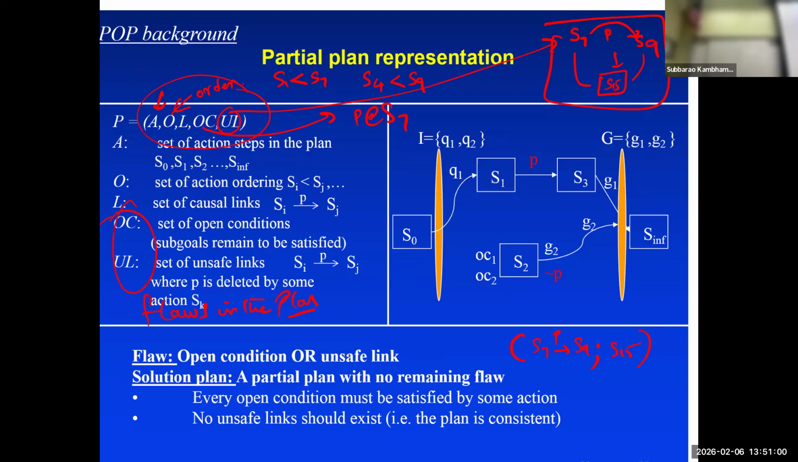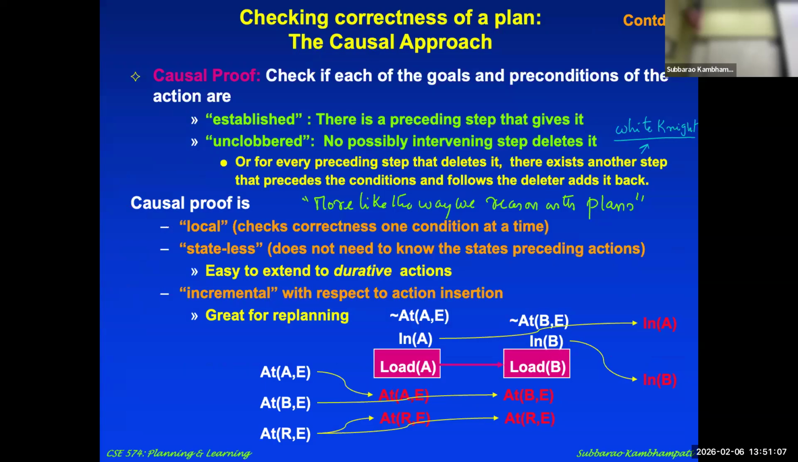And you can think of effect, initial state, to be the effects of S0. So for this particular problem, the initial state gave you at A, at B, and at R. Those are the things it gave. This step. And then the final step, whatever you want to achieve, think of them as the preconditions of the final step.